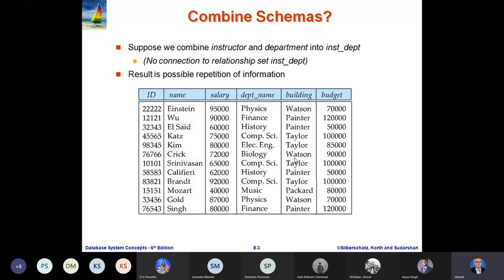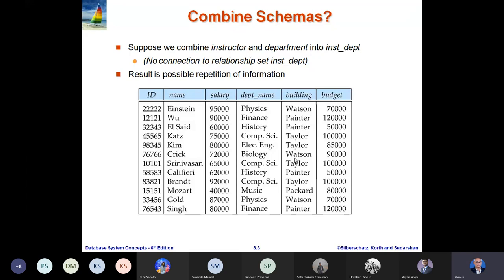But if you break it up into two tables, one with ID, name, salary, department name, and the other with department name, building, budget, then if I want to find where Einstein sits, I have to join the two tables to see that the Physics department is located in the Watson building. Of course, whenever everything is in one table, there is a chance of inconsistency and all. But the selects are going to run faster because you have everything in one table. You do not need joins.